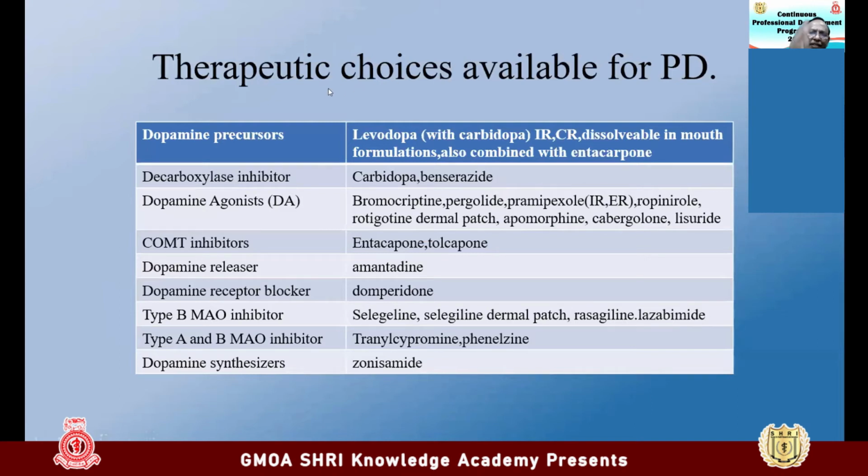I'm not going to detail. This table shows all the drugs which are available. The dopamine precursors, which is called levodopa. When you give levodopa, it is broken down by dopa decarboxylase. You have to give a dopa decarboxylase inhibitor with levodopa. That's why it comes as benserazide or carbidopa. There are a lot of formulations: intermediate release, continuous release, dissolvable in the mouth. I'm not going to discuss this in detail. These are the drugs available, which come under the categories I showed previously.